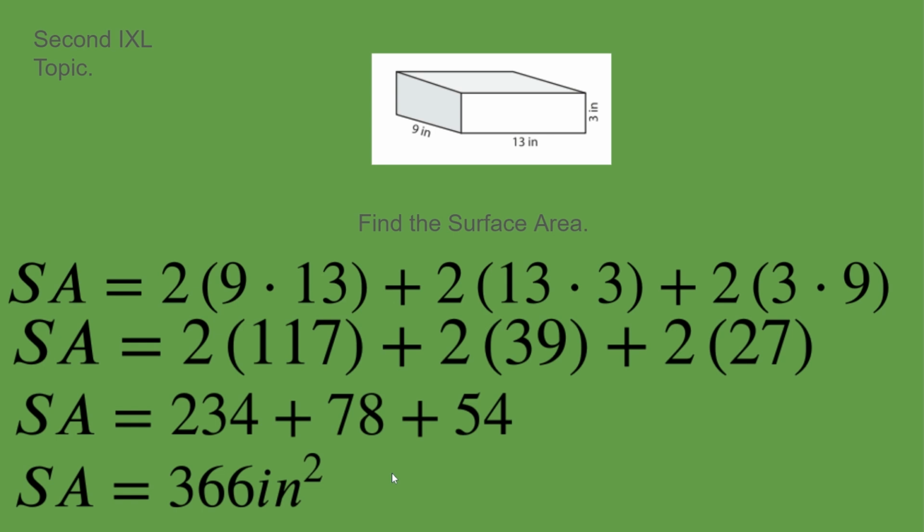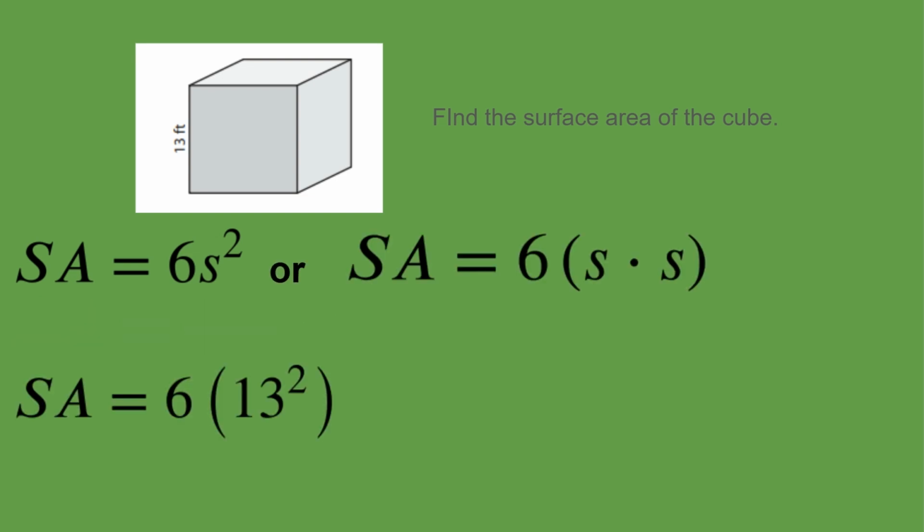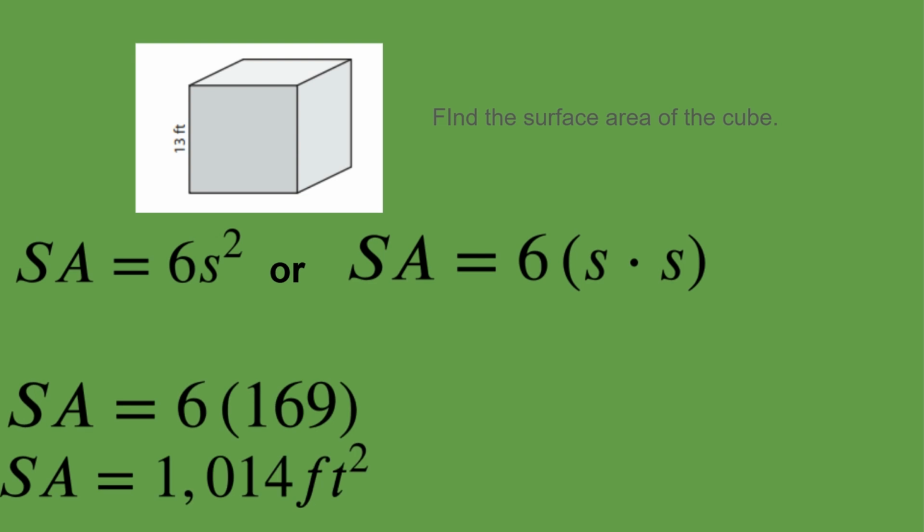Okay, we're going to try a cube. Remember the cube is 6 times side squared, or side times side. So we're just going to do 6 times 13 squared, or 13 times 13. So that would be 6 times 169, and our final answer is 1,014 feet squared.